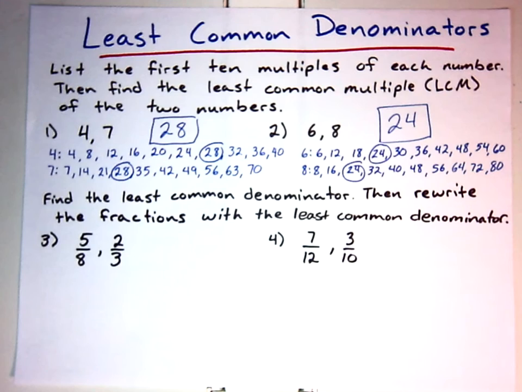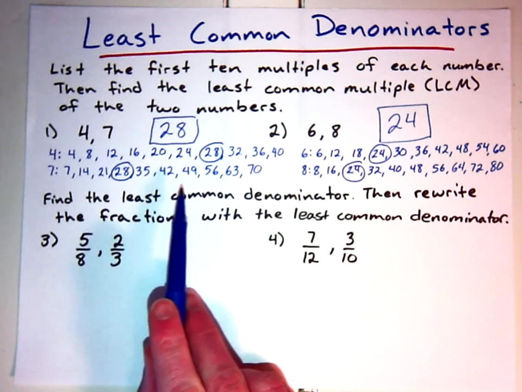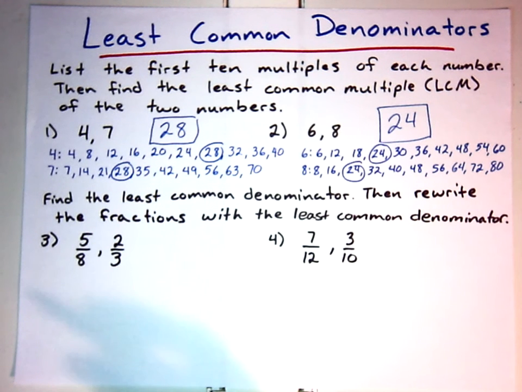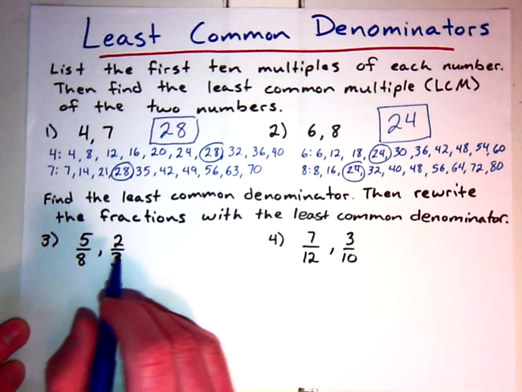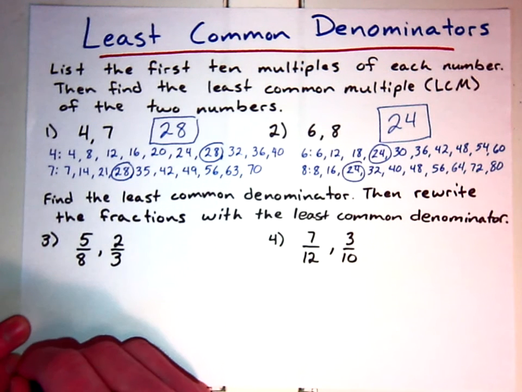So, it says find the least common denominator, then rewrite the fraction with the least common denominator. Your job here would be to, if you need to, write out those multiples. If you know the least common denominator, you are allowed to simply say, oh, I know it. But for the purpose of this, we are going to write it out. We're looking at the denominators, so I don't need to write the fractions.